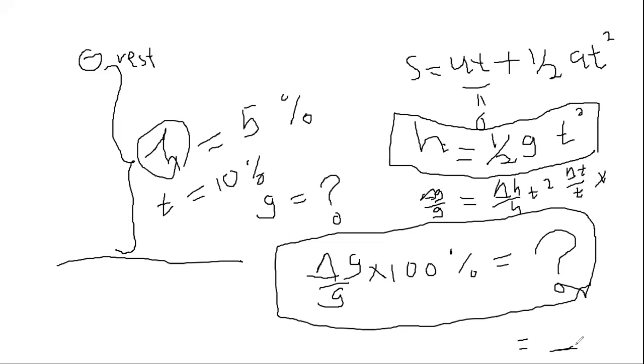So therefore, what's the answer for the change of g over g? So these are all times 100%. So the change of g over g is equal to the percentage of h plus 2 times the percentage of t. So the answer is 5 plus 2 times the percentage of t, 10%. So the answer is 25%. Okay, so it's 25%. Yes, this is how it works.